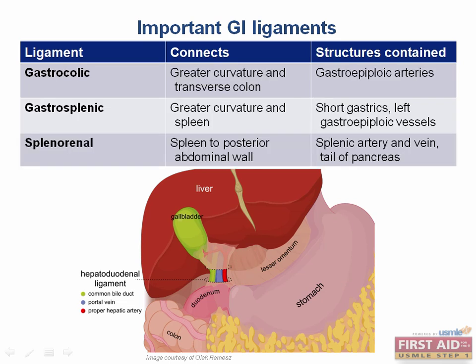Other important ligaments are the gastrosplenic, the gastrocolic, and the splenorenal. These ligaments are just as their name suggests. The gastrocolic connects the colon to the stomach, the gastrosplenic connects the stomach to the spleen, and the splenorenal connects the spleen to the posterior wall of the abdomen.